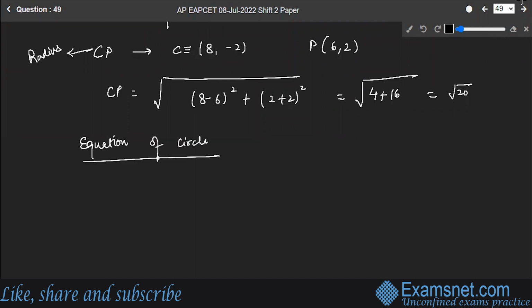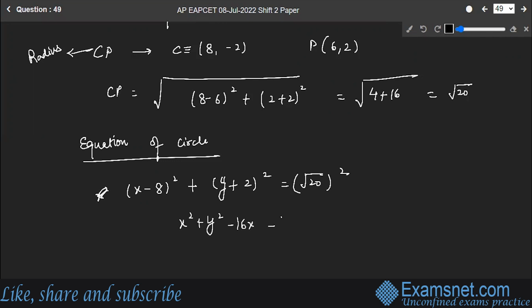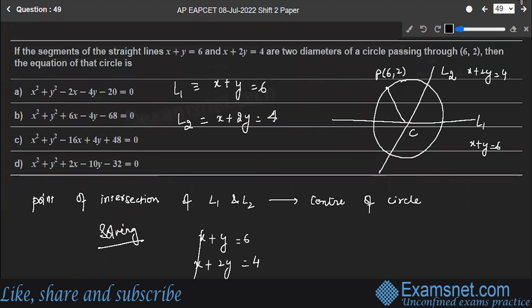The equation of the circle can be written as (x minus 8) square plus (y plus 2) square is equal to root of 20 square, which gives you x square plus y square minus 16x plus 4y plus 48 is equal to 0. So this is the solution. Let's check with the options. We have option C. Let's confirm. Yes, we have option C as our answer.